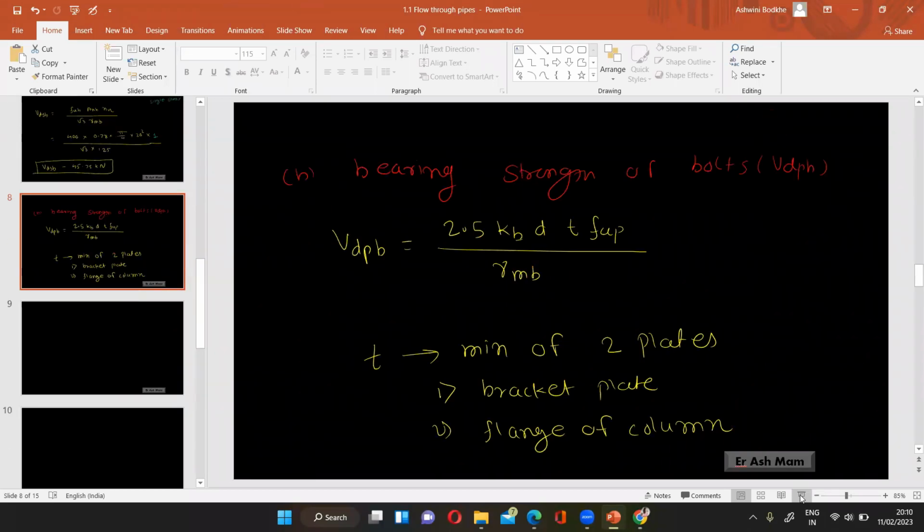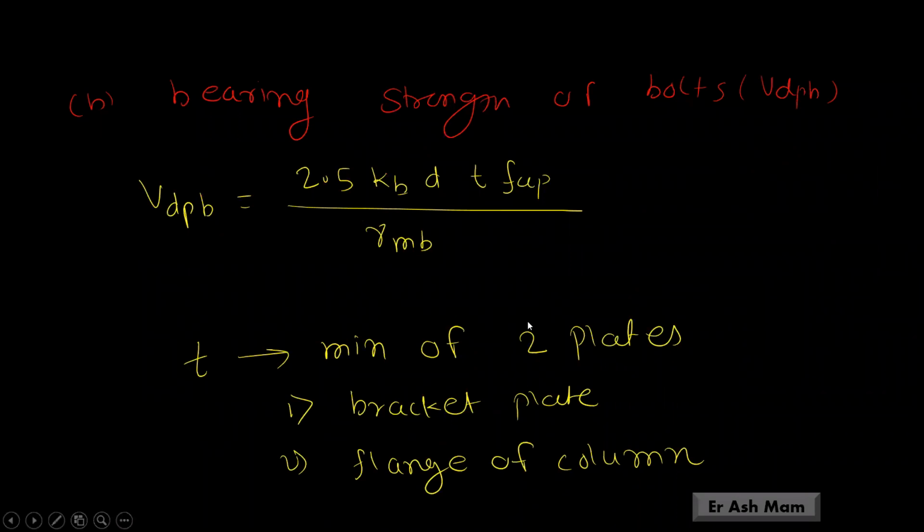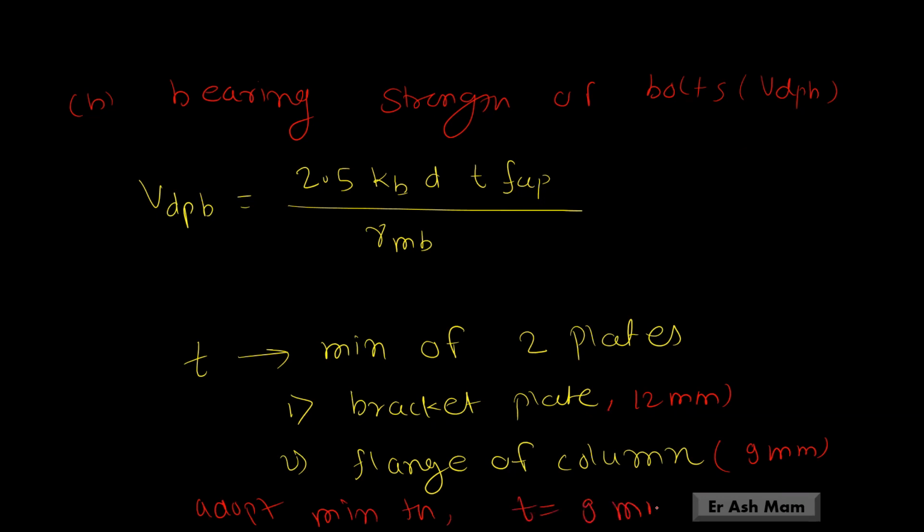Back to our question, back to our steps. The bracket plate thickness is 12 mm, given, and with the help of the steel table, the flange of the column is 9 mm for ISHB 200. Therefore, adopt the minimum thickness, which is equal to 9 mm. So t is 9 mm, done. Ultimate strength of plate is 410, gamma mb is 1.25, and diameter is 20 mm, given.